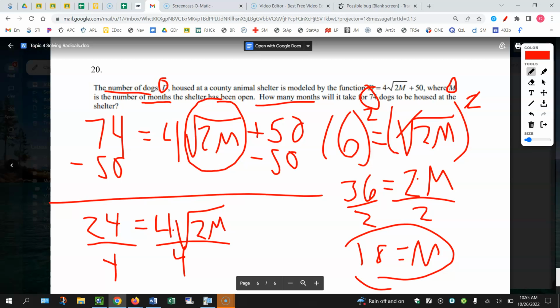So your opportunity to learn between now and Friday is to finish up questions 1 through 12. That's what you want to finish up for Friday.